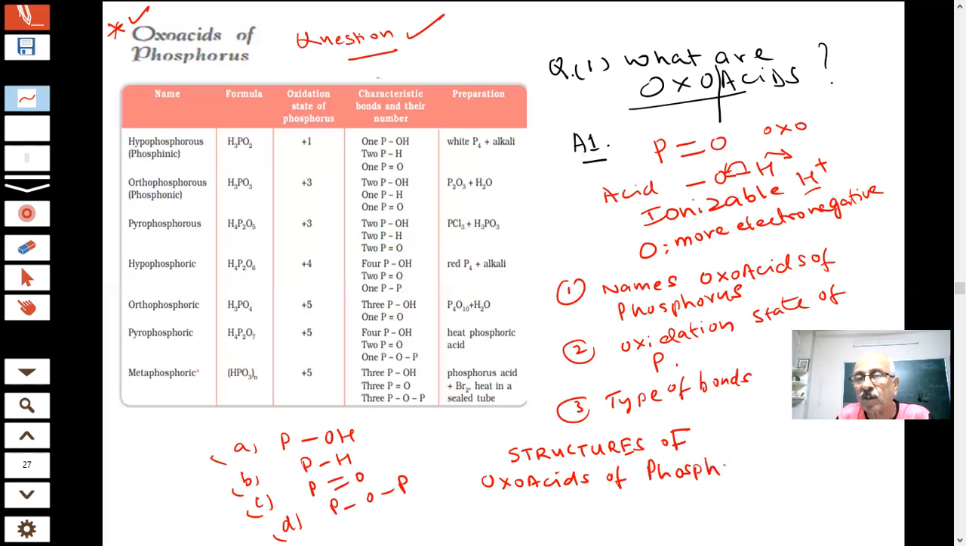How to draw the structures of oxoacids of phosphorus. First, for example, here you see the first one which I have written, H3PO2. What is the name of this? Hypophosphorus acid.